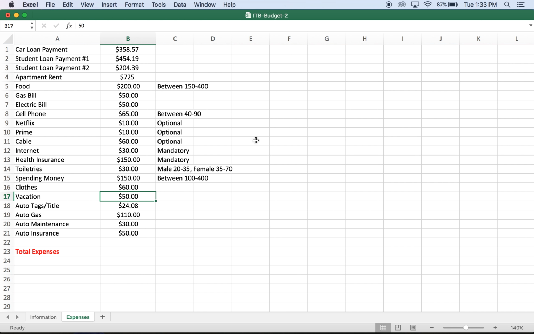So my vacation budget was about $50 per month, which is about $600. I did a 3-day ski trip in Colorado. That's where I came up with $50.